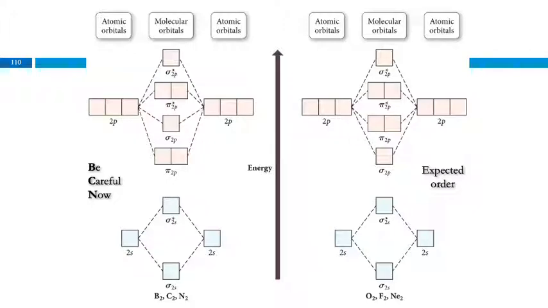Boron, carbon, and nitrogen do it differently. And the way we remember that is: be careful now. B for boron, C for carbon, N for nitrogen. What happens here, the 2s business is the same. The difference up here is that the order of the bonding orbitals is switched. So the order of these is flipped compared to the ones over here. Okay? And it is significant.